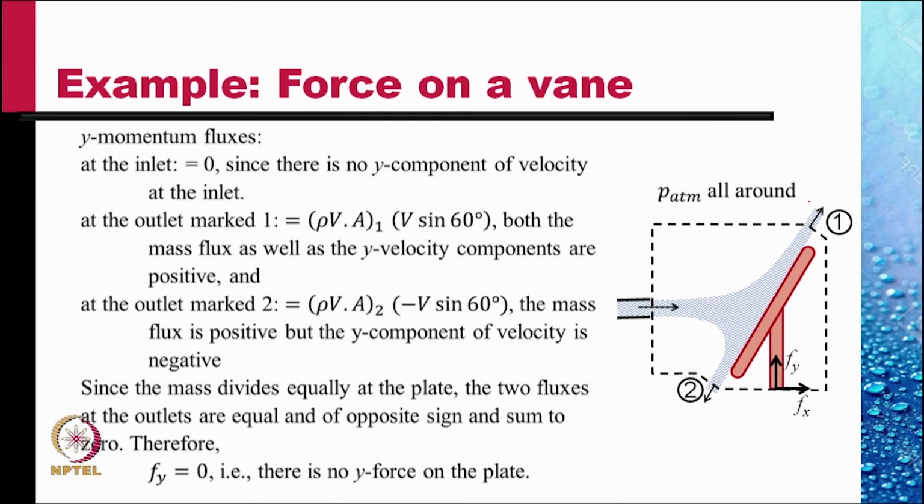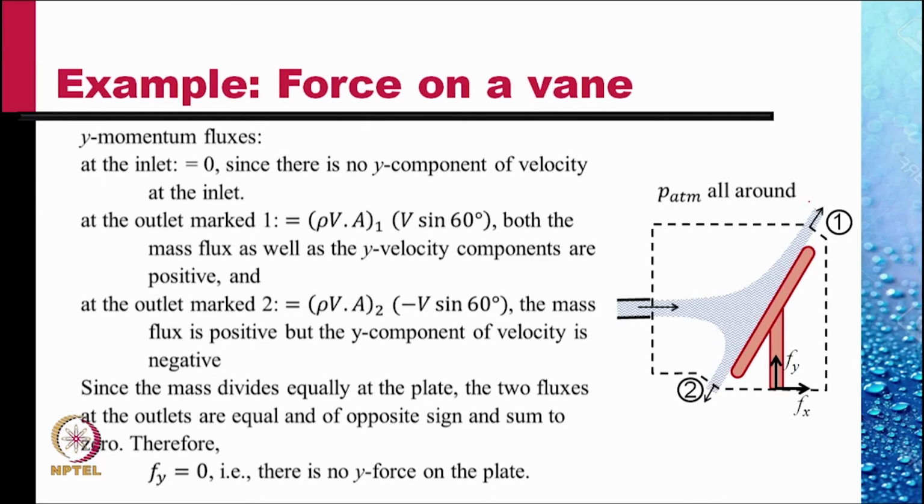At the outlet marked 2, the mass flux is rho VA at 2, positive, and the velocity in the y direction is negative, minus v sine 60 degrees. And so the efflux at 2 is negative. And as we can see clearly, the two effluxes have equal magnitude but opposite sign, so they cancel out.